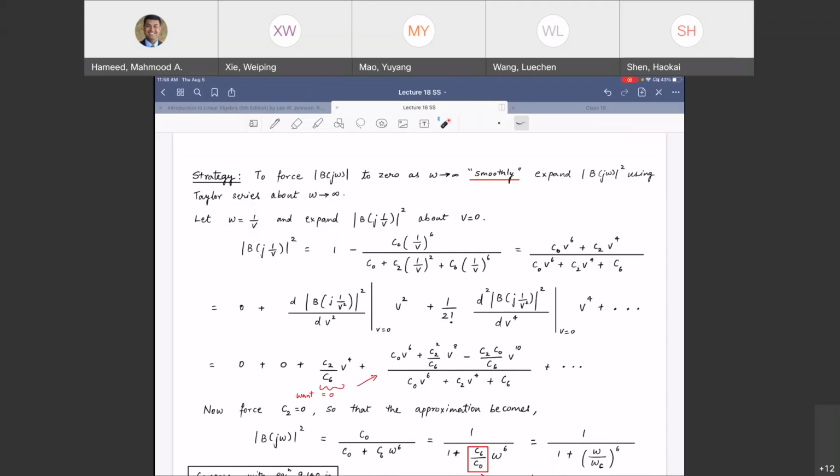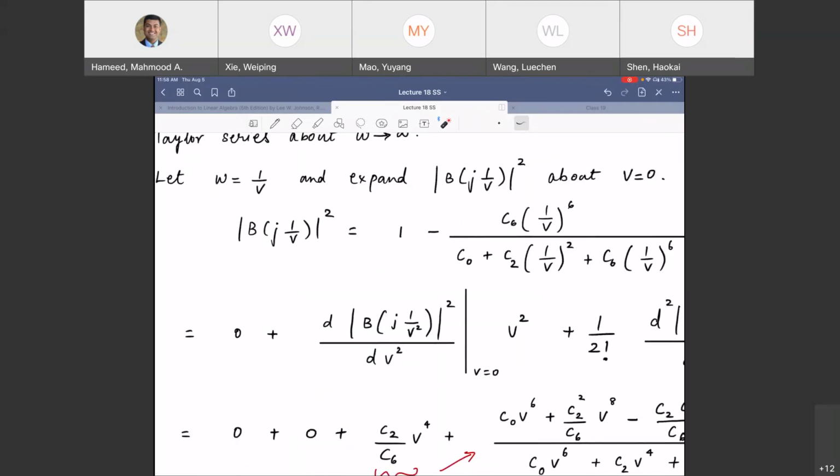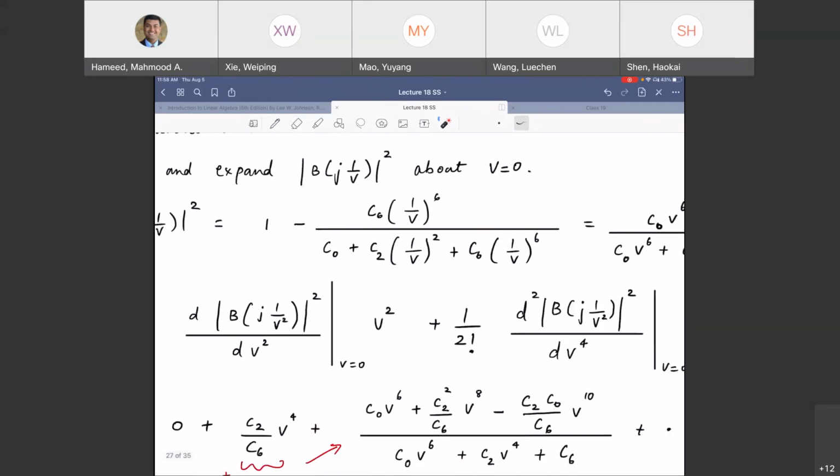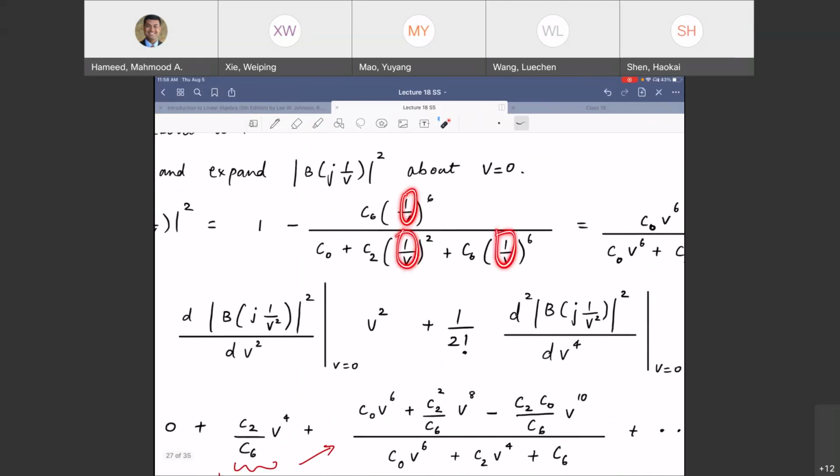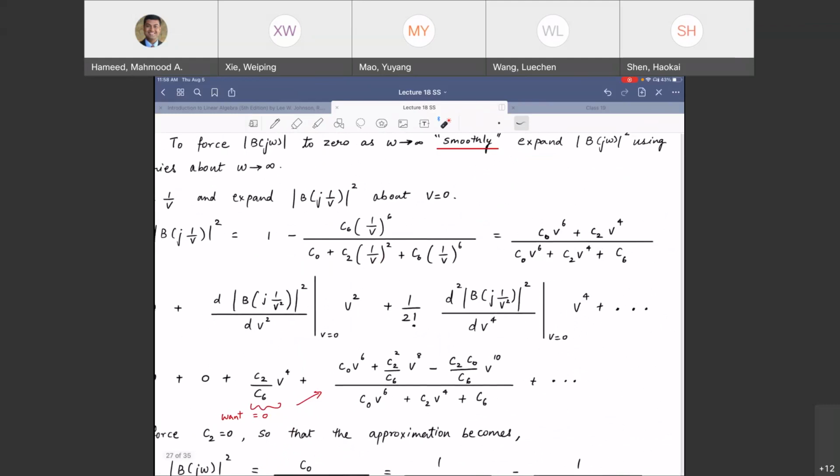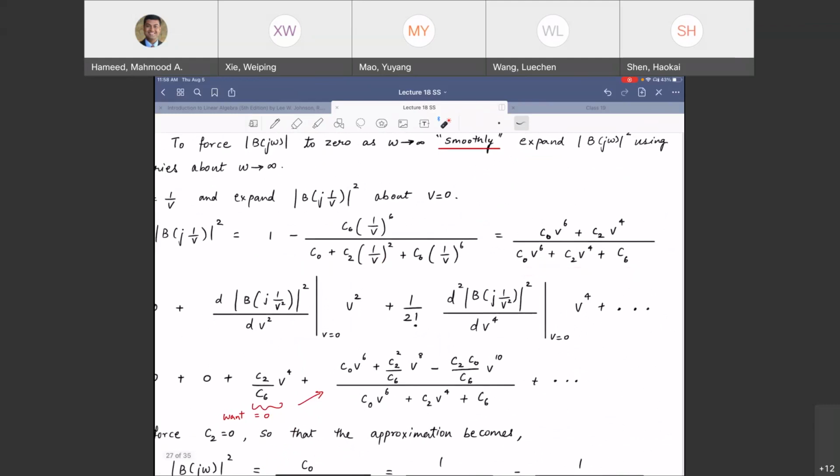So we are going to expand the same magnitude of B(jω) squared, but now with respect to v, which is 1 over ω. Earlier we were doing it for ω equals 0, but now we'll do it for v equals 0. So instead of ω, we have 1 over v over here, here, here, and here. Simplify, you get this. Our goal still is to find C0, C2, C6.